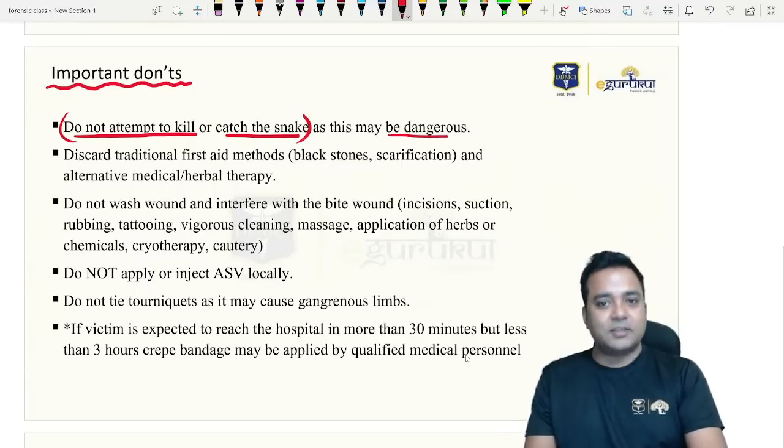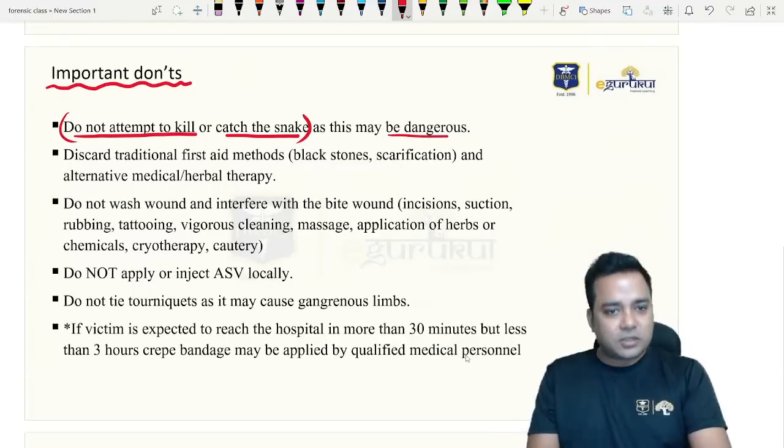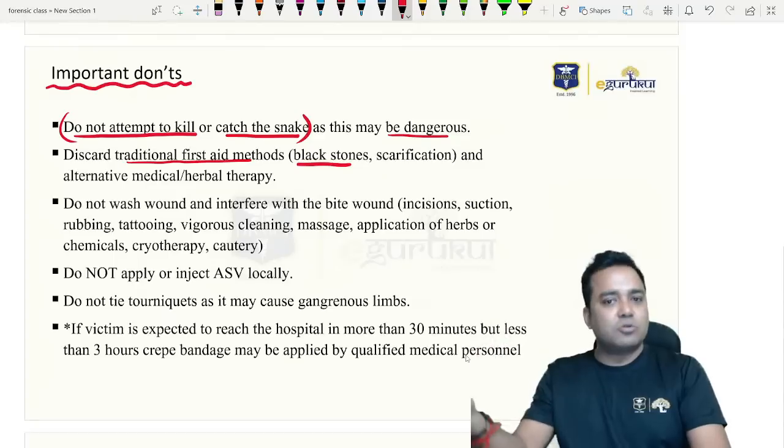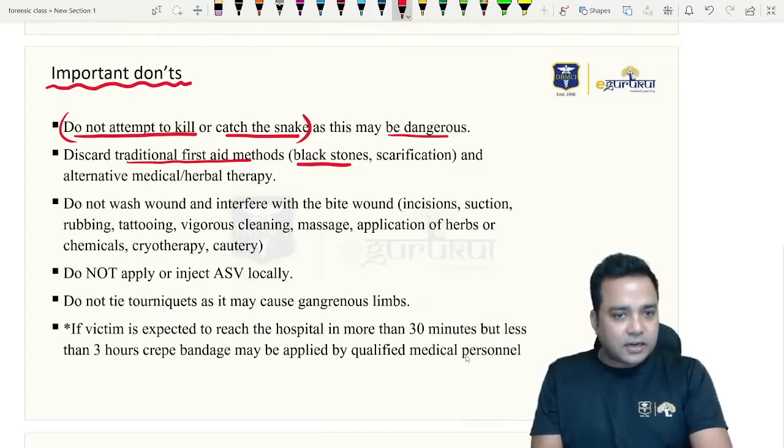And this may be dangerous now. This is a simple thing. Discard all the traditional first aid methods. Like previously people used to use snake stones, black stones, something like that. Then alternative medicine and herbal therapy. This is not to be used.